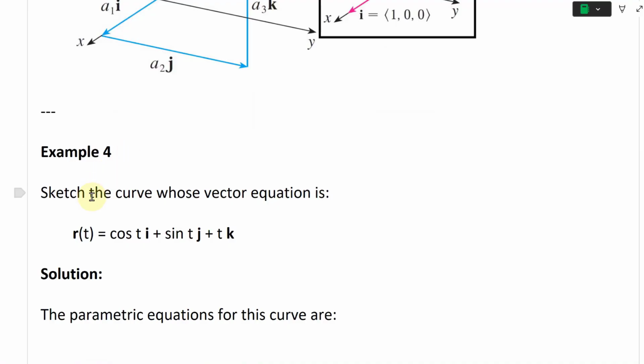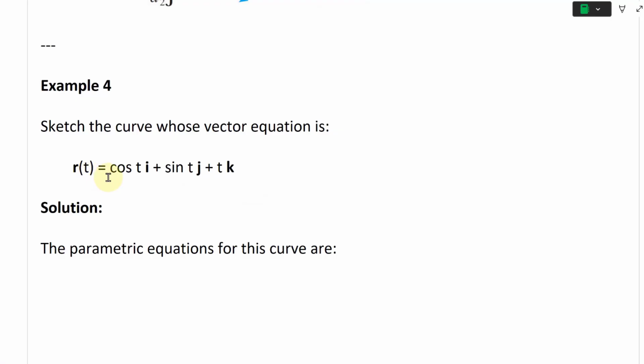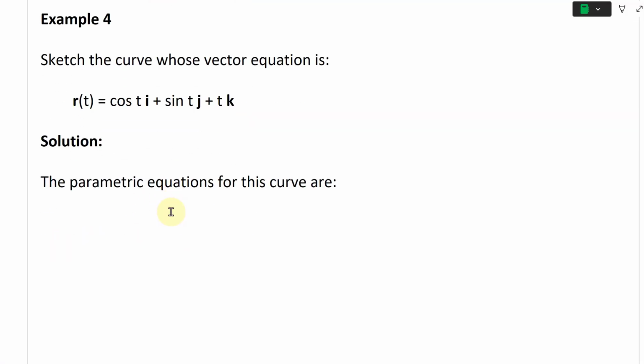This one asks, sketch the curve whose vector equation is r of t equals cosine t times i plus sine t times j plus t times k. So let's take a look at the solution. The parametric equations for this curve are x equals cosine of t, y equals sine of t, and z equals t.